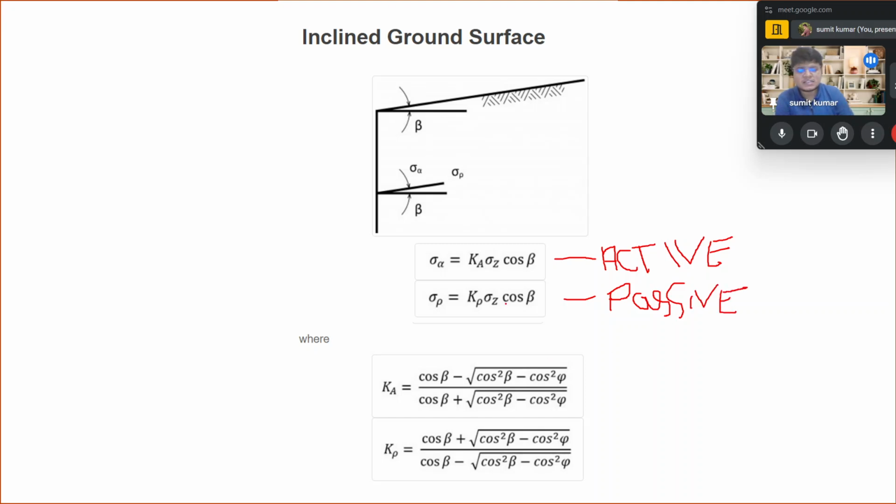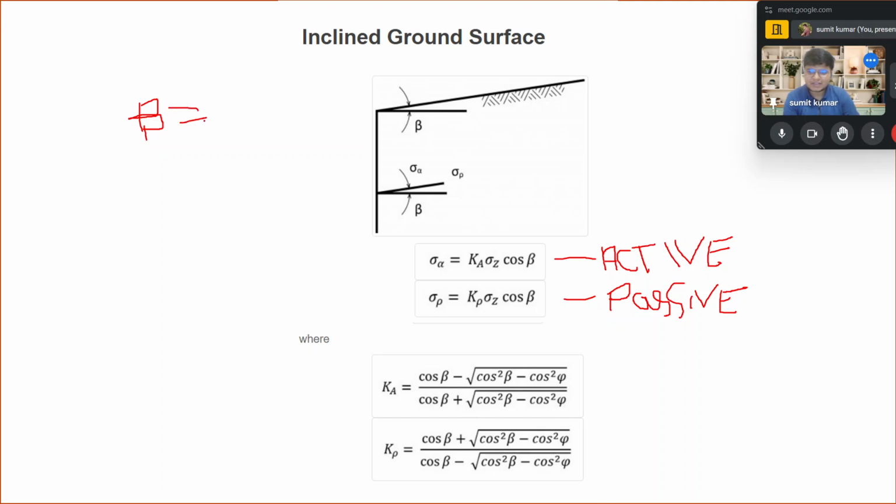Okay. Over here, you see the expression for the inclined backfill: Ka equals cos beta minus root under cos square beta minus cos square phi, divided by cos beta plus root under cos square beta minus cos square phi. Similarly, Kp equals cos beta plus root under cos square beta minus cos square phi, divided by cos beta minus root under cos square beta minus cos square phi. So these are the coefficients of earth pressure in the active and passive condition respectively for the inclined backfill, where beta is the backfill inclination from the horizontal.